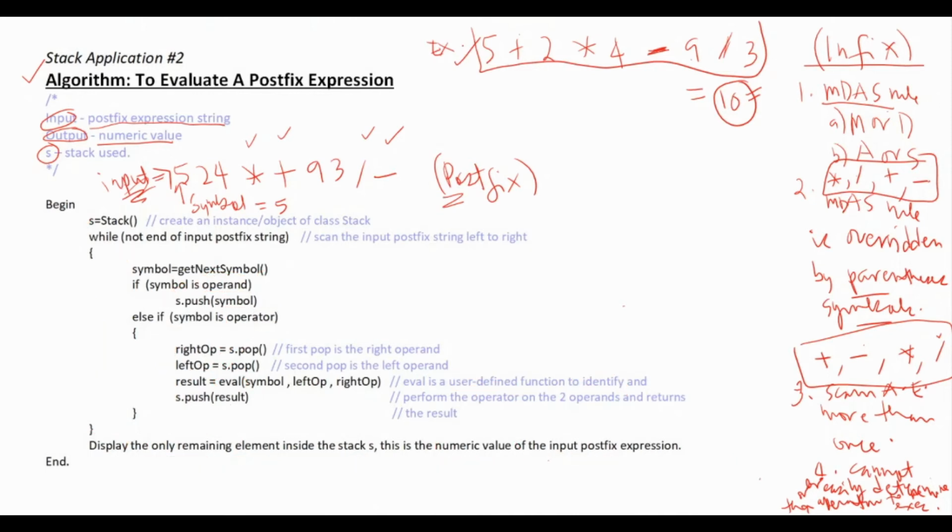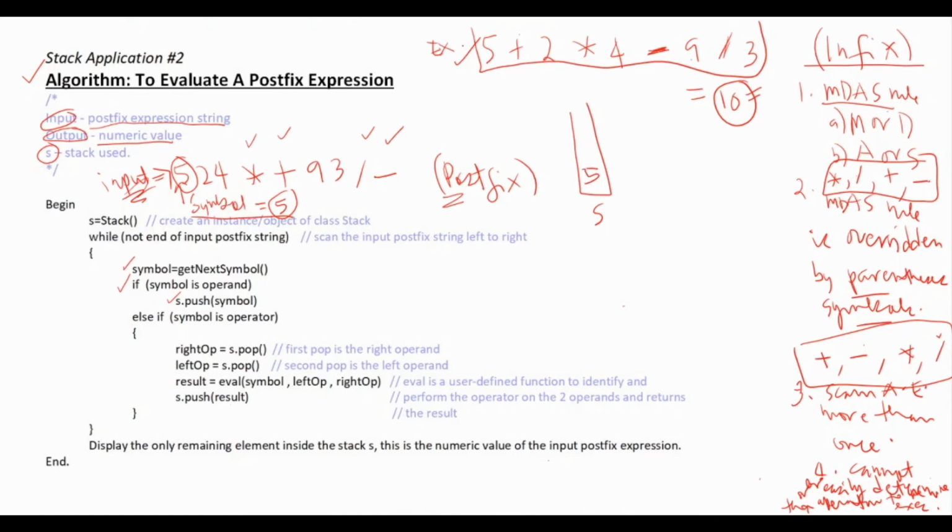So let us now trace the algorithm. So say this is our stack S, and the first symbol we get from the input postfix is 5. Okay, symbol is equal to 5. And we go here to the if else. The symbol, which is 5, is an operand, so we push it into the stack. So we have here 5.